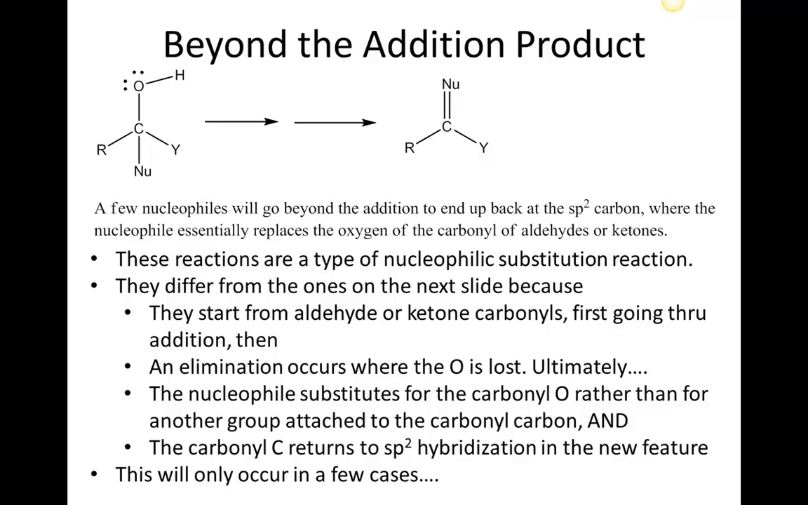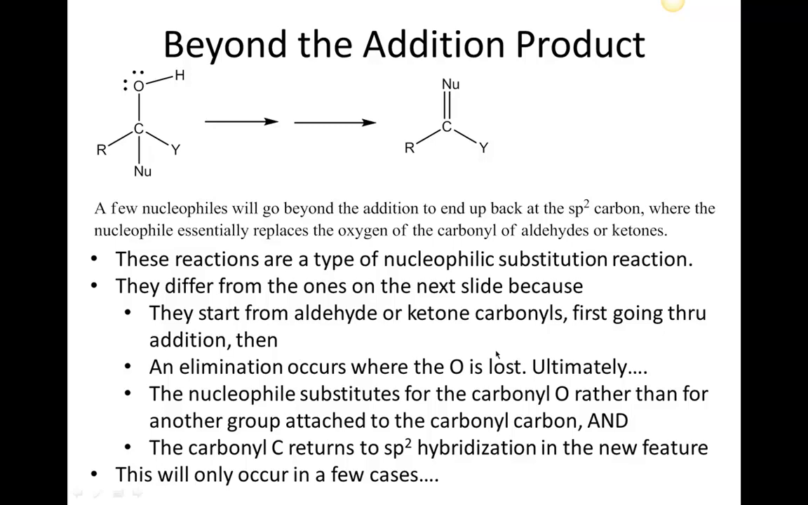Occasionally, they will go on beyond that, and we'll talk about the details in those steps as we get to them later in the chapters. But what can happen is that instead of staying at this addition product, it can go through a couple more steps and end up with a double bond to whoever the nucleophile was. So you started with a carbonyl, you end up with a carbon that's again sp2 hybridized, but now the double bond is to whoever this nucleophile is, and what you end up losing is the oxygen.